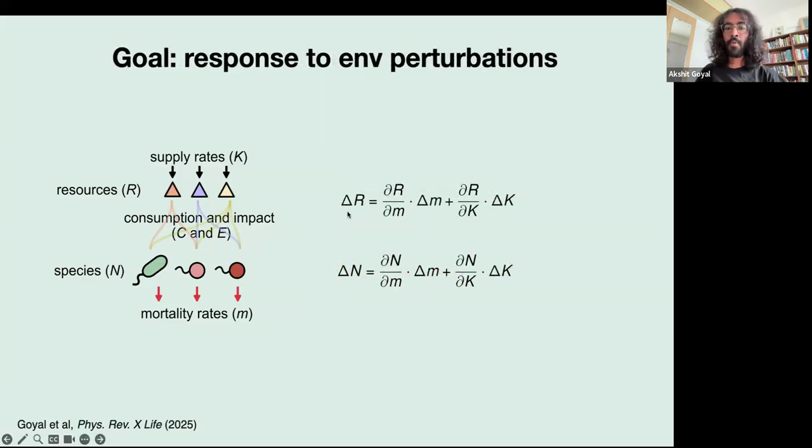What we'll be interested in asking is, if I make a change delta M to the mortality in the environment and a change delta K to the supply rates, these are my environmental perturbations, how am I going to see a response? How much am I going to change the resource abundances and, in principle, also the species abundances? And if you just do out the math for this, the math's not that important.